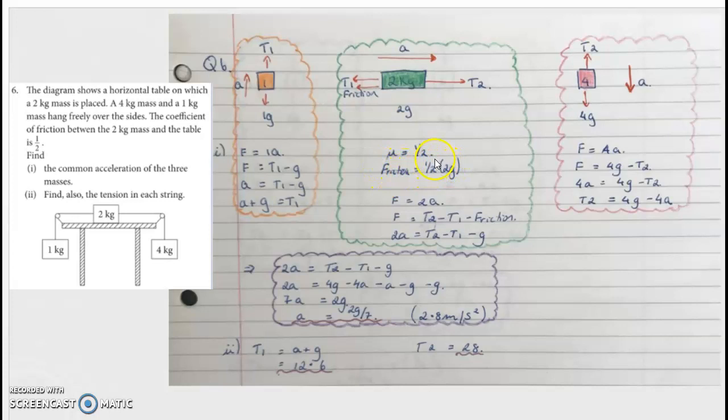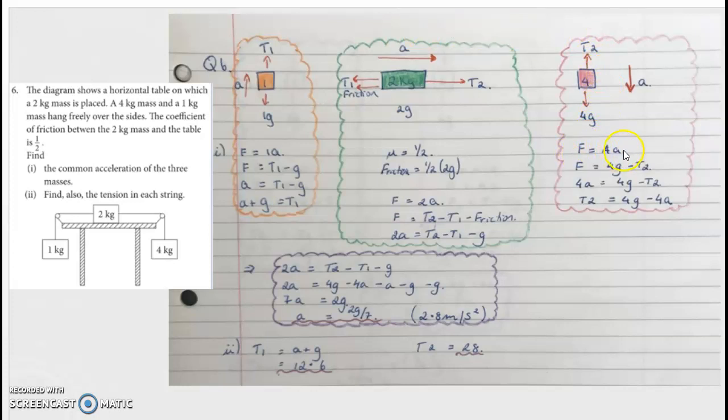So the friction is 1/2 of 2g, so our friction is going to be g. Going back here, if we're going to resolve our forces, we know that force is mass times acceleration. So force is 1 times a. We also know what the forces on it are. It's going in this direction, so it's going to be T1. What's pulling against it? 1g. So it's T1 minus g. If I put 1a is equal to T1 minus g, I get T1 equals a plus g.